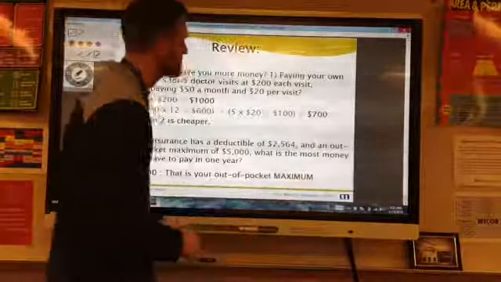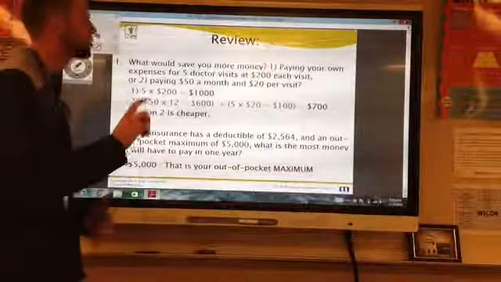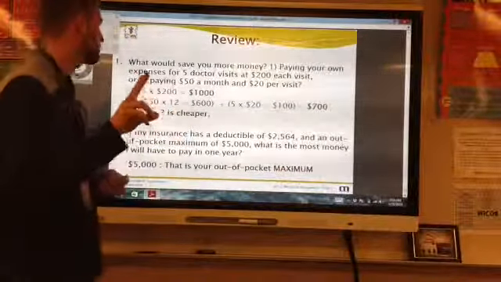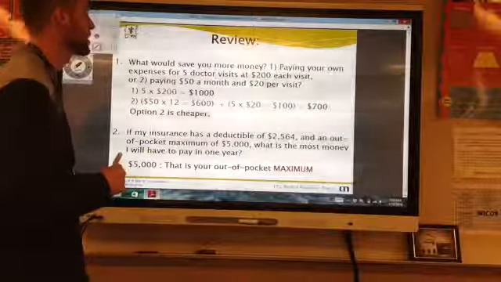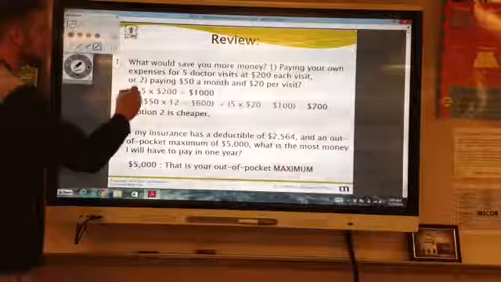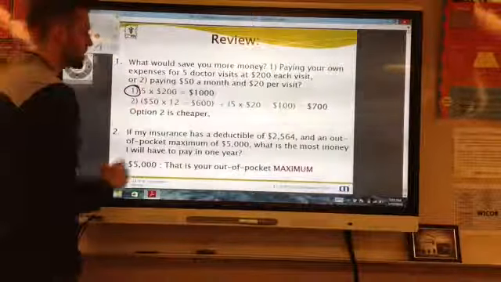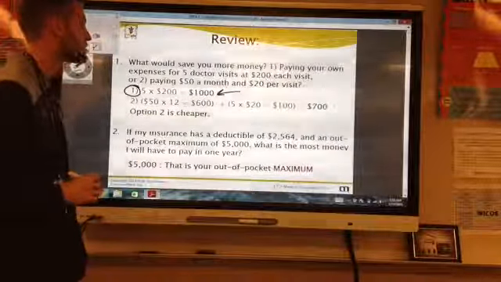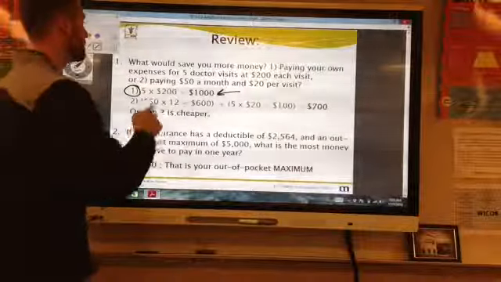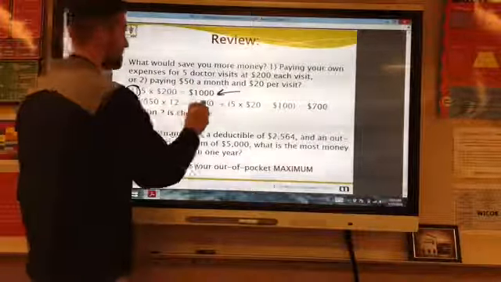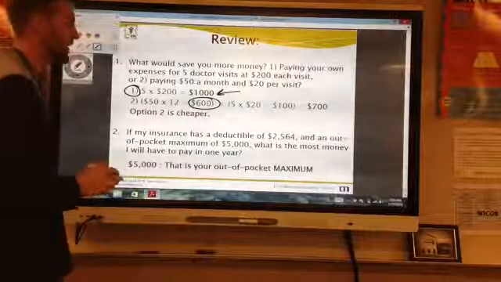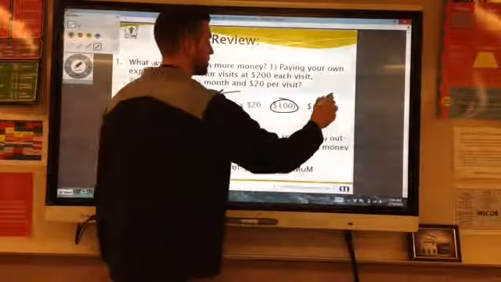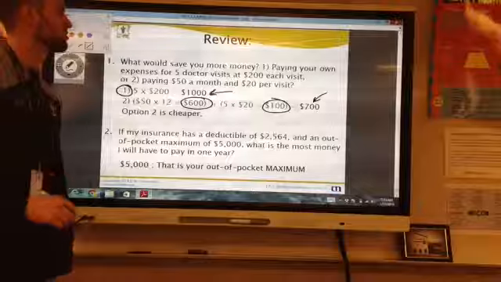So, a little bit of review, all right? What would save you more money? Number 1, paying your own expenses for 5 doctor visits at $200 a piece. Or number 2, paying $50 a month and $20 per visit. Okay? Option number 1, 5 doctor visits, $200 each time you walk in the door, equals a total of $1,000. Okay? Option 2, you have a $50 premium a month. The premium is just going to be the $600. And $20 per visit. You still visit 5 times. That equals $100. So it looks like option 2 would be the cheaper one.